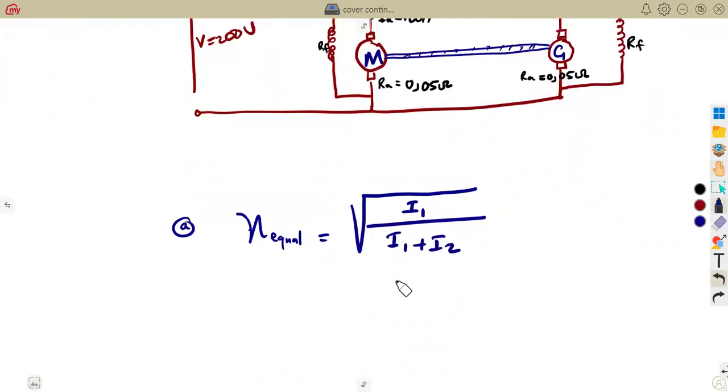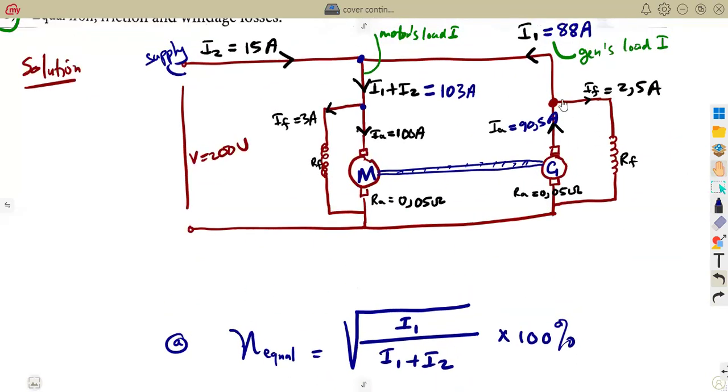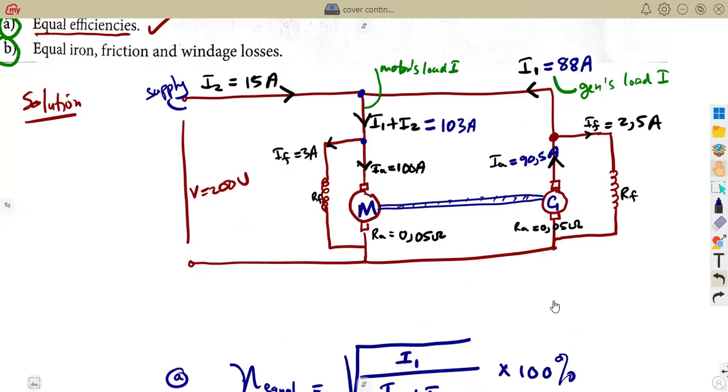If you see, guys, from our diagram, we already have these values. So it is just a matter of substituting. That is the importance of having your diagram. I1, you already have it, the generator's load current. Remember, we calculated this, we got 88.